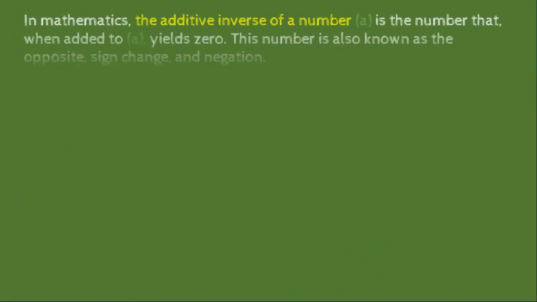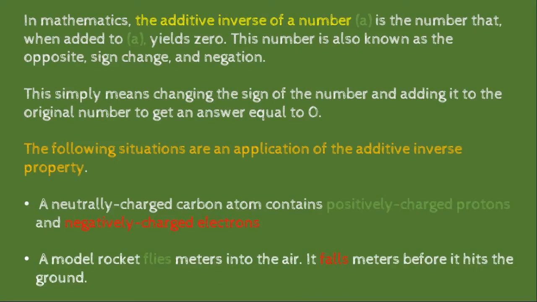In mathematics, the additive inverse of a number, a, is the number that, when added to a, yields 0. This number is also known as the opposite, sign change, and negation. This simply means changing the sign of the number and adding it to the original number to get an answer equal to 0. The following situations are an application of the additive inverse property.